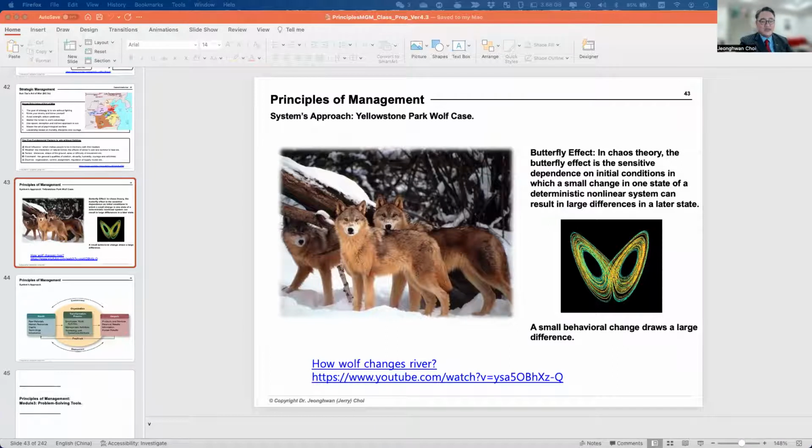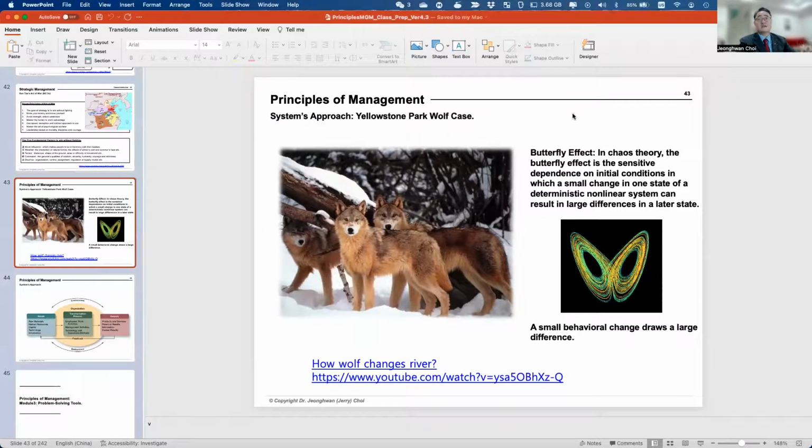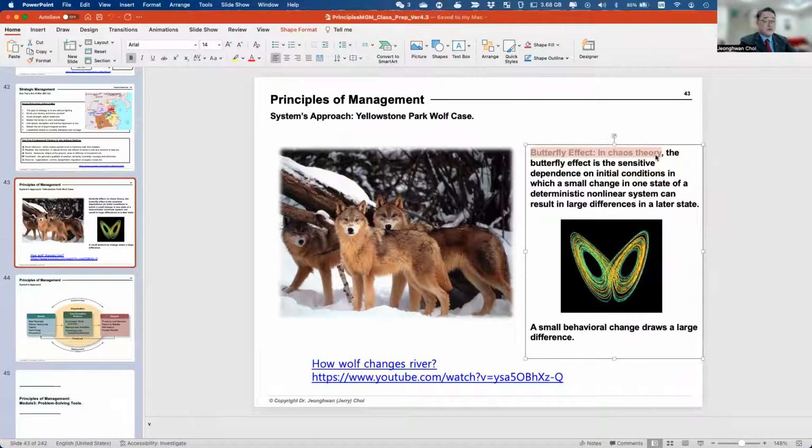Just small changes of something draw the largest impact. Because that is a system, especially an open system. Okay? That's the dynamics of the open system. And that kind of behavior, that kind of effect is explained by the butterfly effect. Maybe you've heard about chaos theory. Have you ever heard about chaos theory?